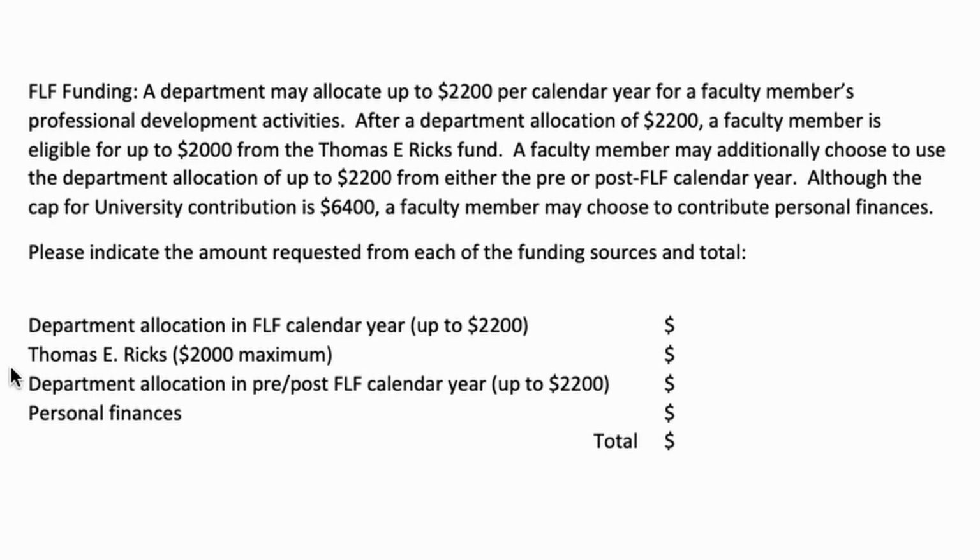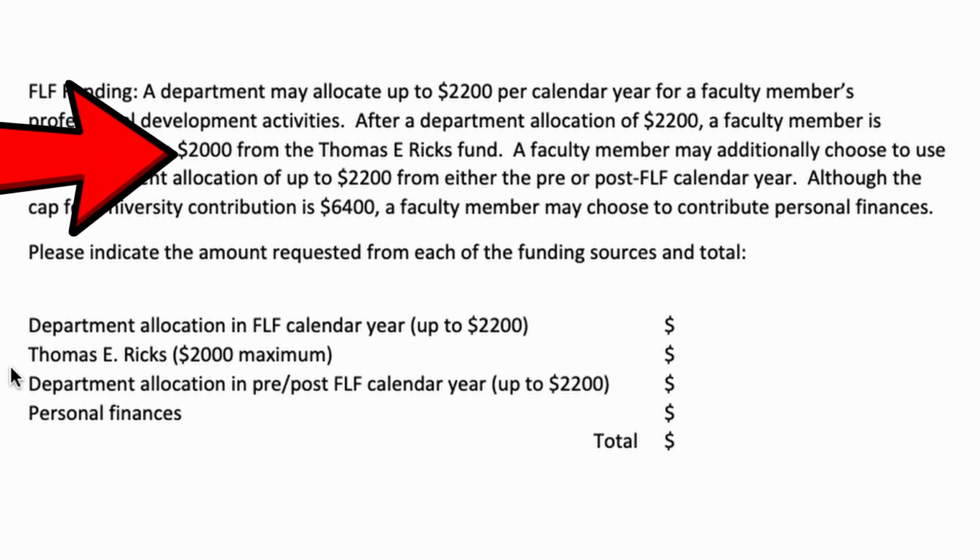And so that's allocated to your department, and each member can apply for that. So when it comes time for an FLF, you can apply for that. Now, if you work it out with your department, you can take the $2,200 from one year and the $2,200 from another year. So in other words, one year you wouldn't have used your funding, and use up to $4,400 for one calendar year.